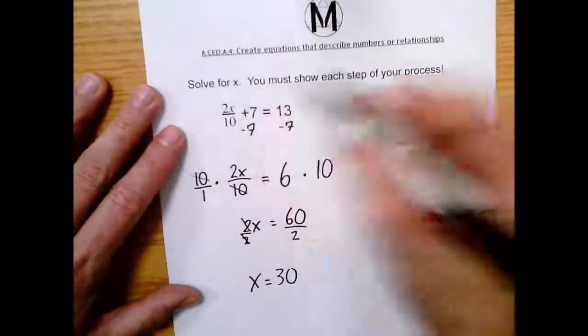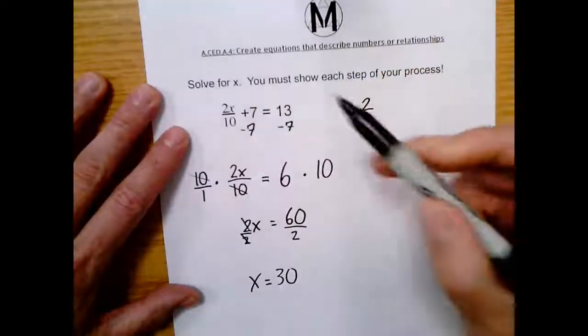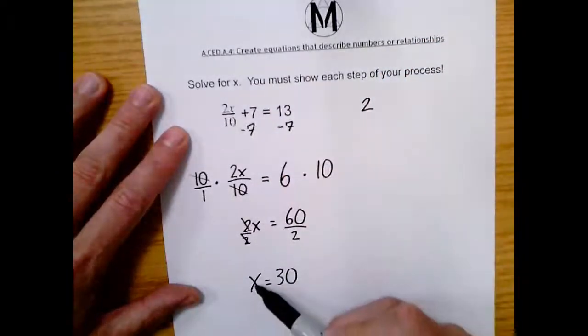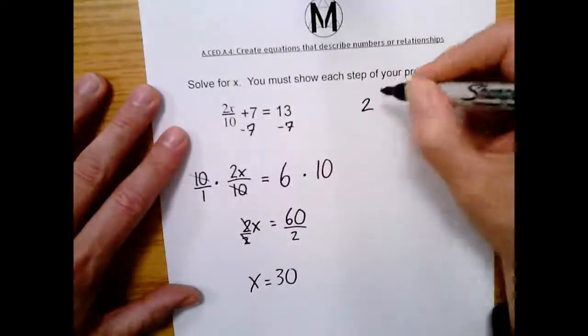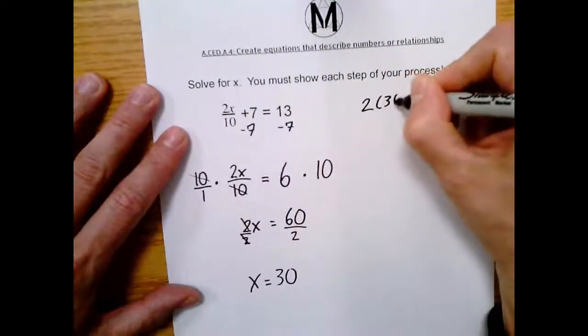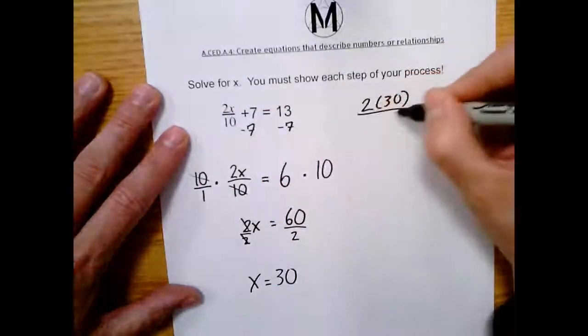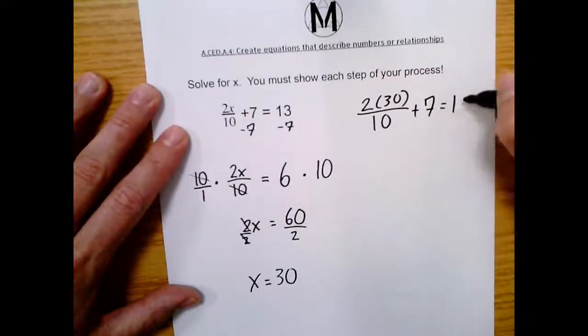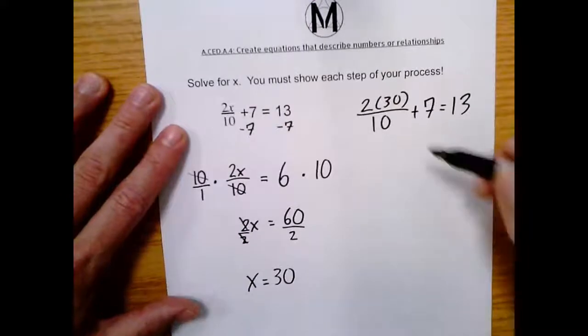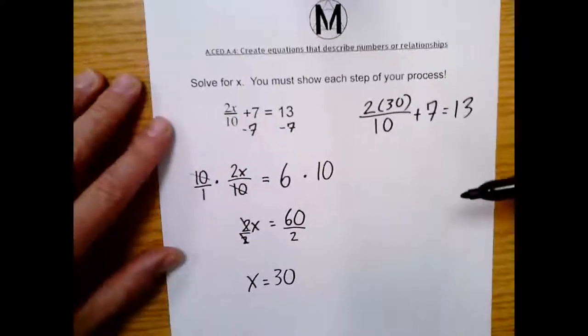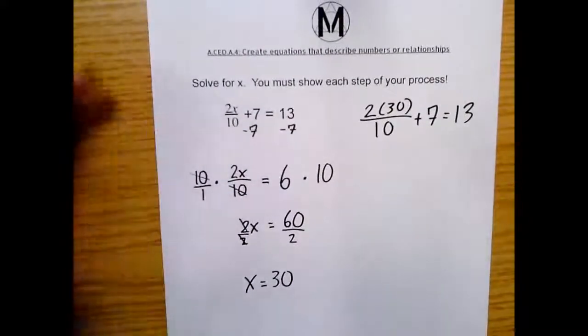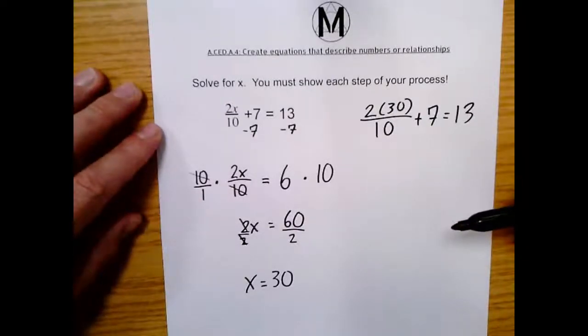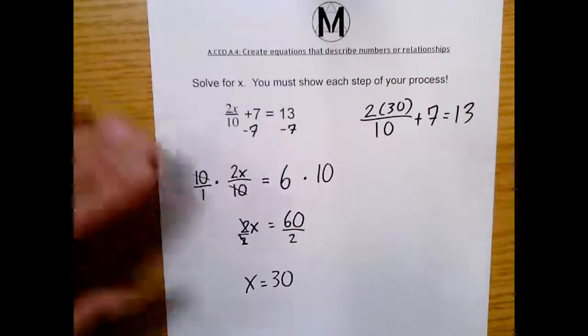So I'm going to rewrite this up here. I'm going to say 2, but instead of x, because here I said, you know what, x is 30, I'm allowed to just write 30 divided by 10 plus 7 equals 13. Okay, let's do this quick check. And this is the beauty of algebra, is that in most cases you can check your answer, and you should know right away if you got the question correct or not correct.